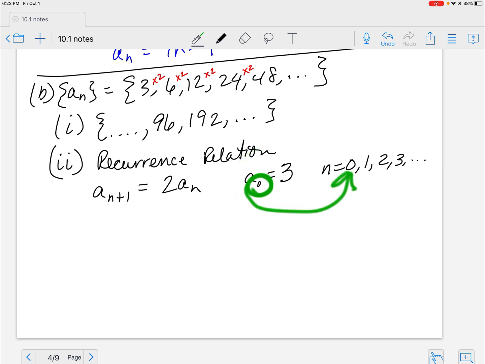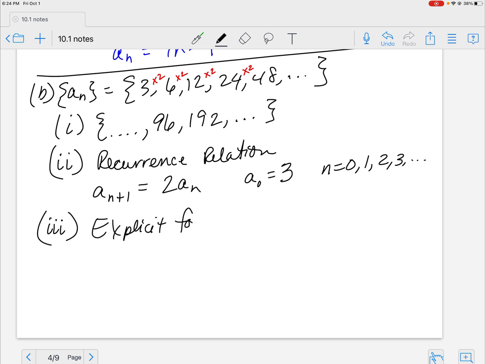If you start at a sub 1, that's fine. You can call it a sub 1 all day long, as long as you have 1, 2, 3, and you go from here. It doesn't matter to me. All right? I like to start at 0 because it's easy. That's the only reason. Simply because I find it easier. And it's kind of standard also.